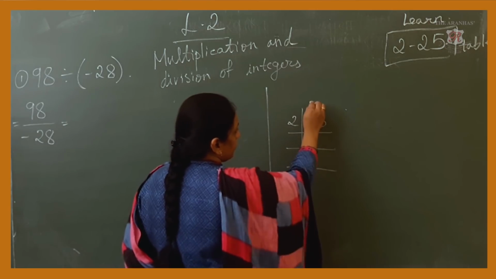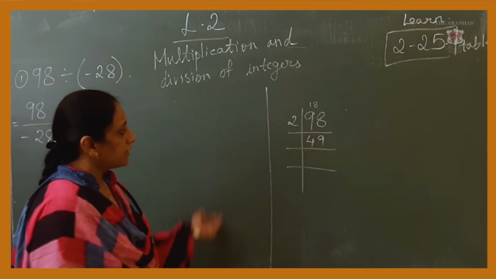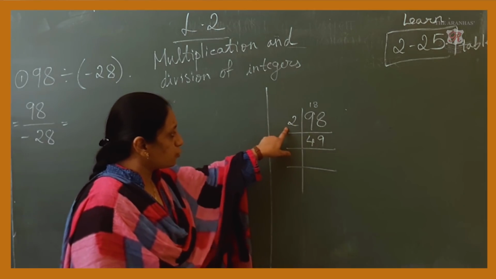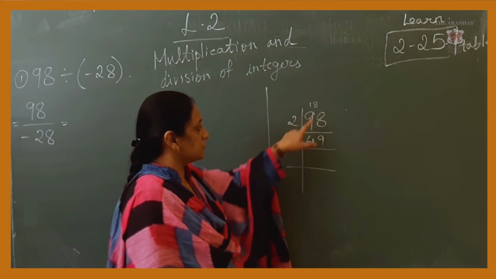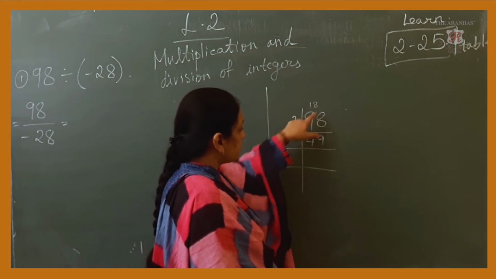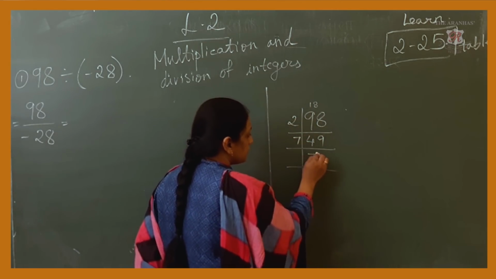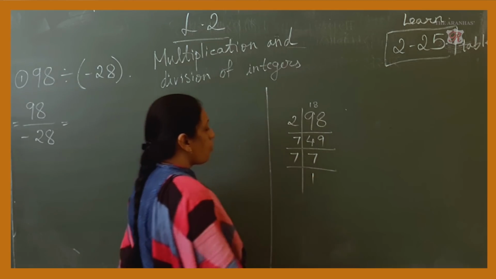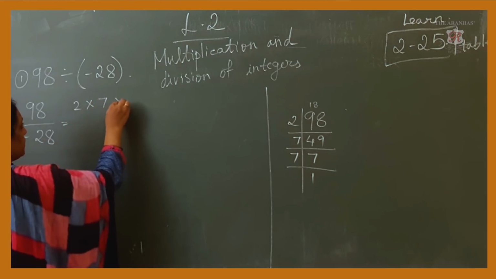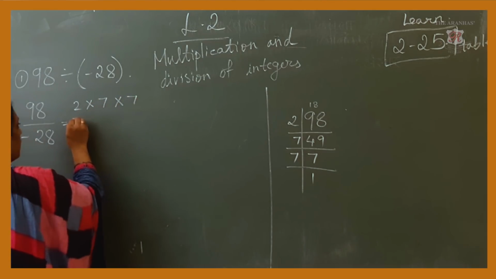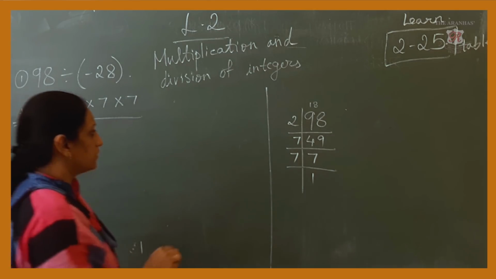2 4s are 8. 1 is remaining, 8 is remaining. 2 9s are 18. That is, I divide 98 by 2. 2 4s are 8. Here the number is 9, so 1 is remaining and 8 will go as it is. So 18 is remaining, I get 2 9s are 18. Now 49, everyone knows, 7 7s are 49. 7 and 1. So I can write 2 into 7 into 7. Here there is no sign, means there is a plus sign, so no sign will come here.